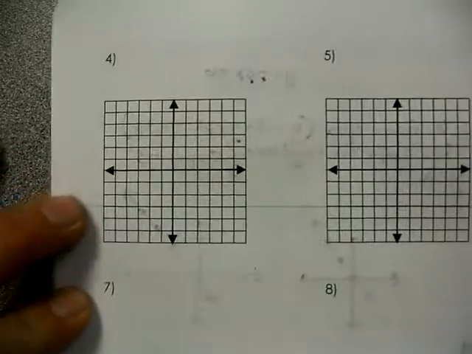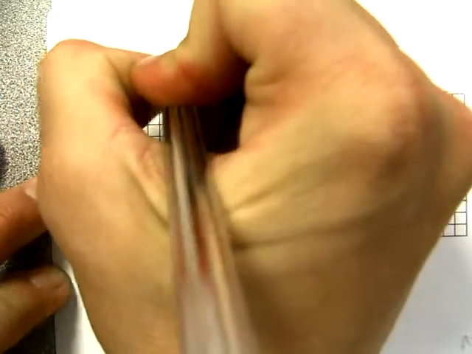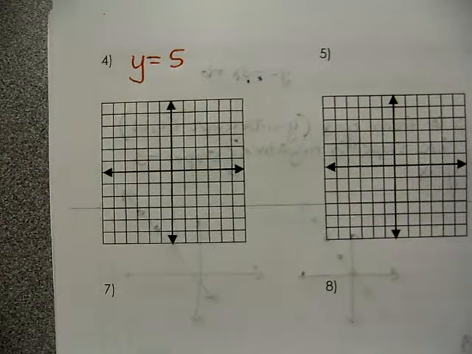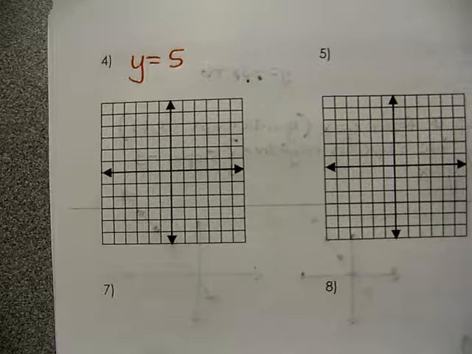And you are working on number 4 now. The equation for number 4 is y equals 5. Try and graph y equals 5 with your partner and pause the video. Now that you've tried it with your partner, let's talk through this. This one looks different. I don't see an x anywhere.